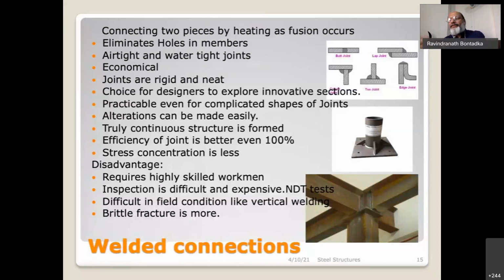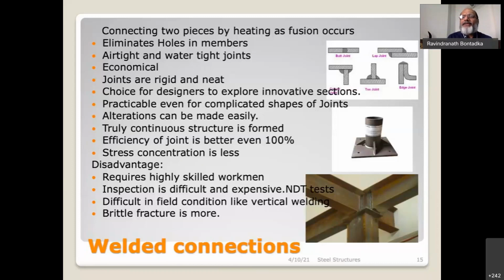Then there is what is known as welding connections. So the second type is the welded connections, where the two members are joined together by heating as the fusion occurs at that place, and the base metal or the welding metal which is introduced will join the members together. We have different types of welding here, the different types of joints.